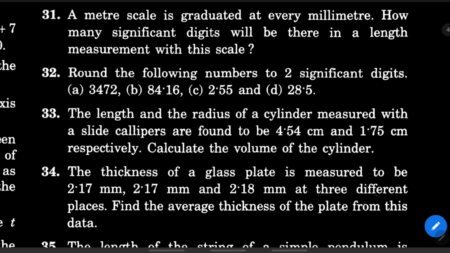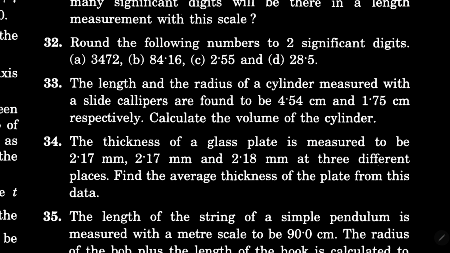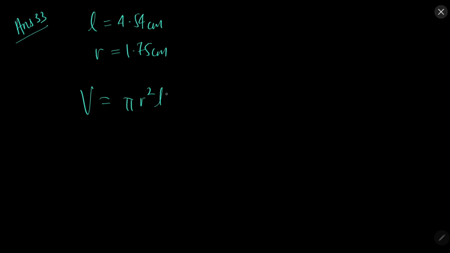Now let's start with question 33. Here the length and radius of a cylinder are given. We need to find the volume of the cylinder. So L is 4.54 centimeter, R is 1.75 centimeter, volume is pi r square L, pi into 4.54 into 1.75 whole square.